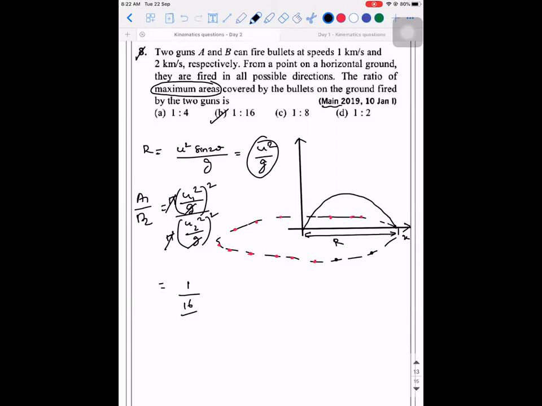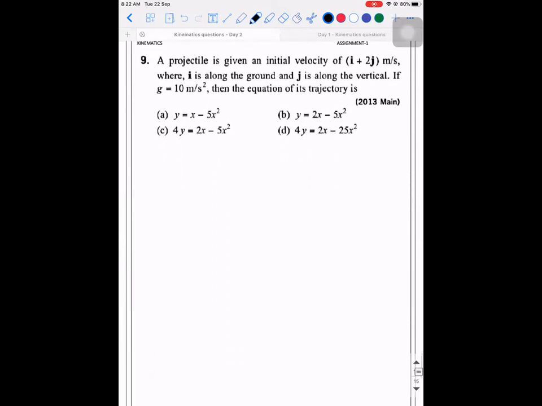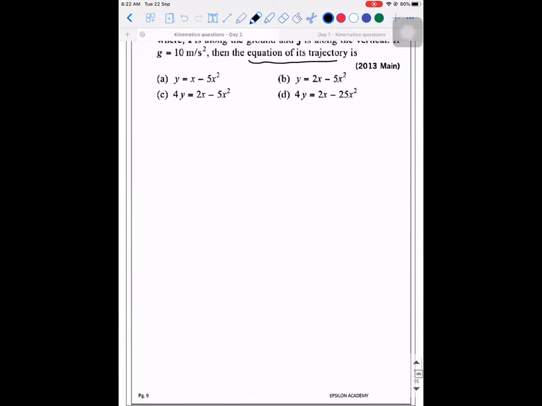So this is also a 2019 problem, 10th Jan. I think this year also they asked something. It was a simple question. I'll verify and get back on this. Okay, shall I move on to the next one, guys? So the equation will hold.